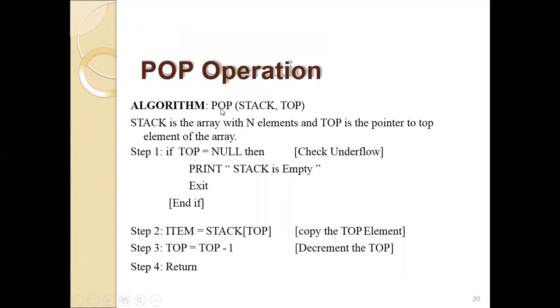Algorithm pop function. For this pop function, we are passing two values here. The first thing is the stack with n number of elements, and the second one we are specifying is what the top position currently is in the stack. Okay, so see here we are performing pop operation and we are not passing any item. Why are we not passing any item here? Because in pop operation the stack will always delete the topmost element. That's why there is no need to pass an item value here.